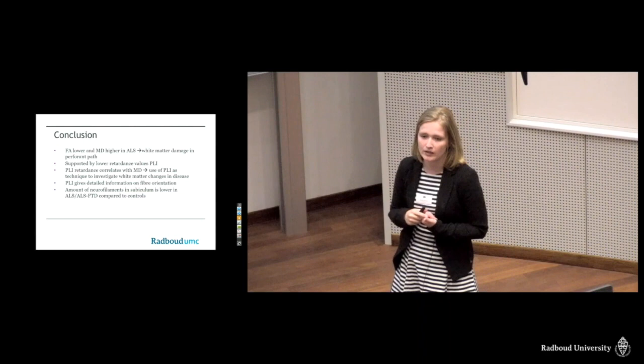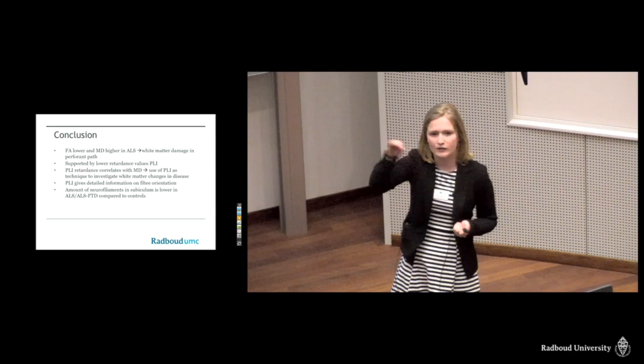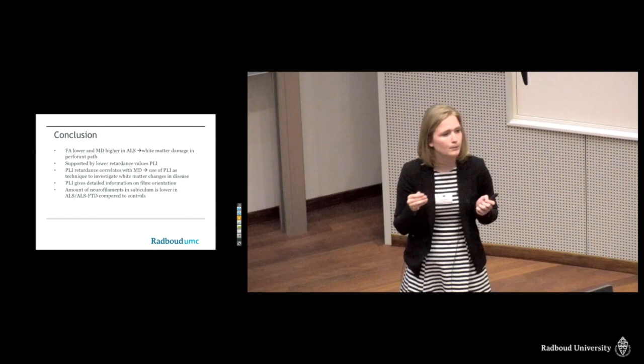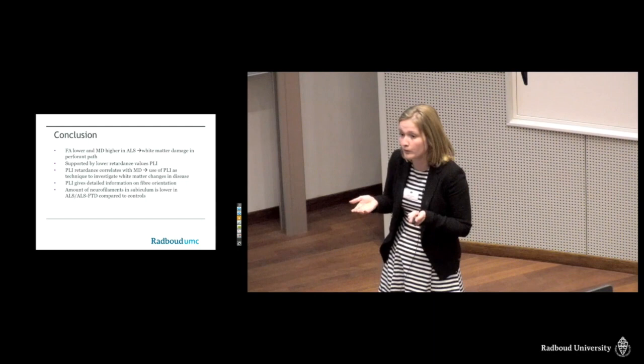So you can literally see axon bundles crossing. It's way more detailed than diffusion MRI. Plus, you have the information about the directionality of the fibers, which you don't have when you perform diffusion MRI.